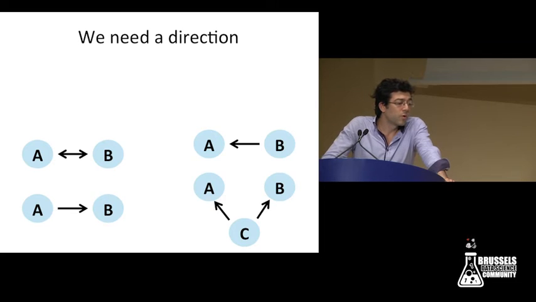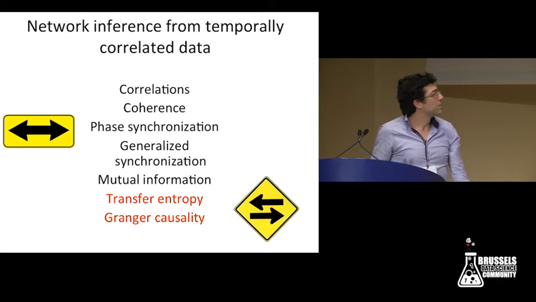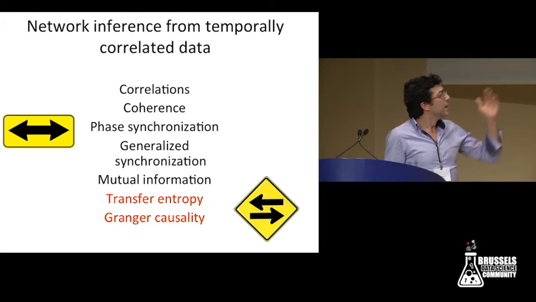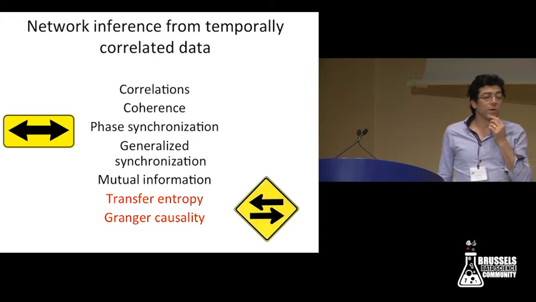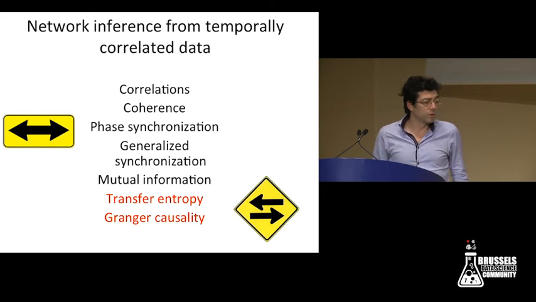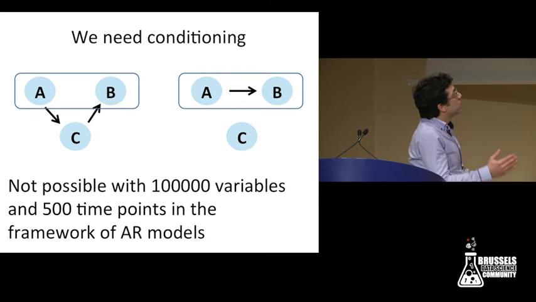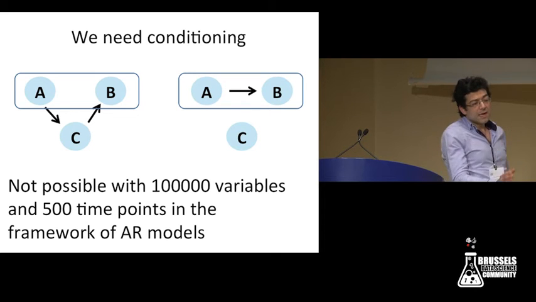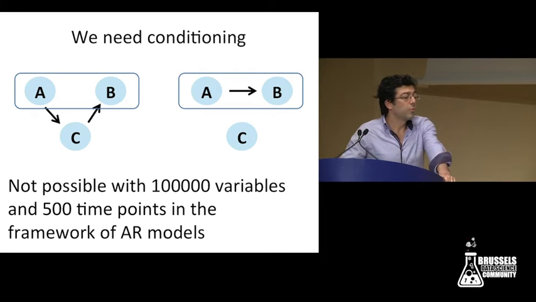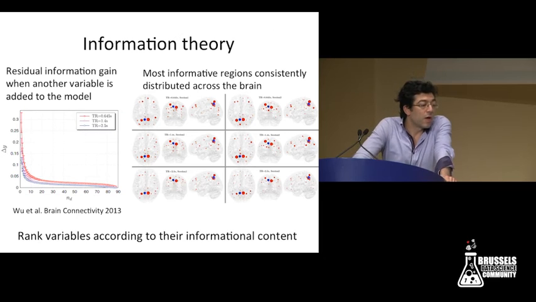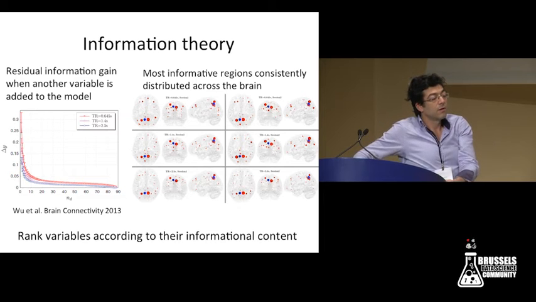So in order to solve this problem, two methods have been developed. Transfer entropy, which is based on probability, is a model-free method, and Granger causality, developed originally in econometrics, which is based on autoregressive models. But the problem with these two methods is that when it comes to conditioning, so to separate mediated from direct influences, they encounter problems when we have a huge number of variables and short time series in the framework of autoregressive models. So that's why we have to use information theory and rank the variables according to their informational content.